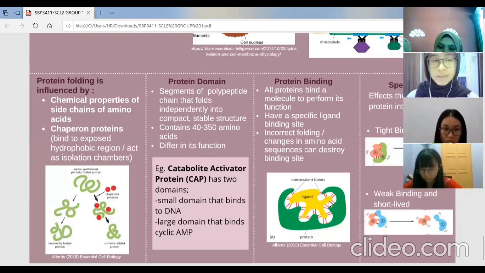Conversely, weak binding will occur due to the poorly matching surface between the two molecules. Therefore, only a few non-covalent bonds are formed, and they normally dissociate rapidly due to thermal motion.